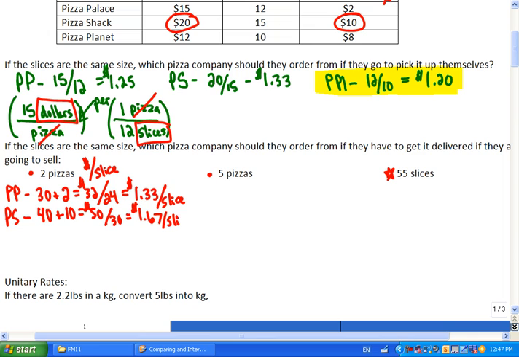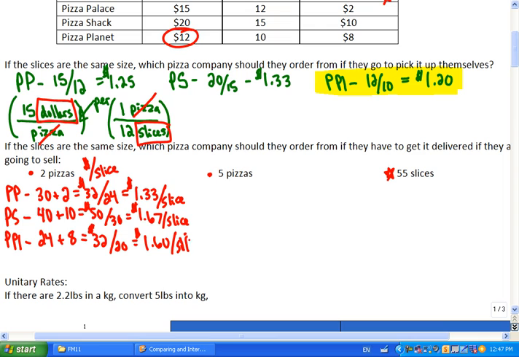And for the last pizza company, we are paying $12 a pizza. So we paid $24, and the delivery cost was $8. So we have $32 total, and we've ordered 20 slices. So that's $1.60 per slice. So the clear winner here is the Pizza Palace, $1.33. So if we had to deliver the pizza, selling those for fundraising would make us more money.